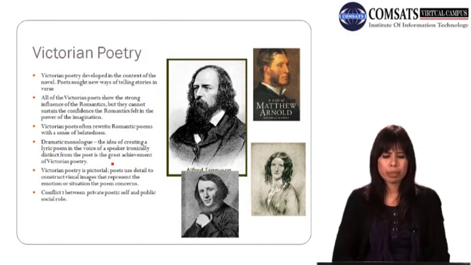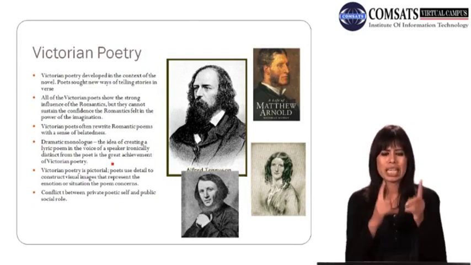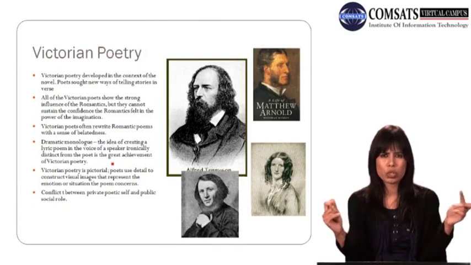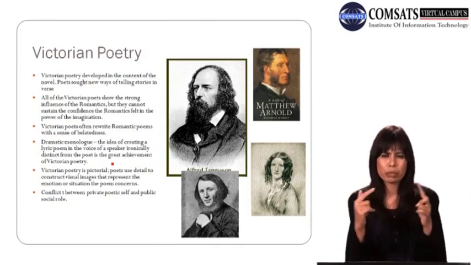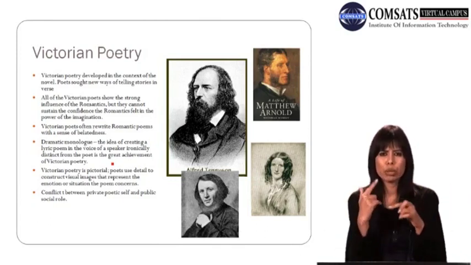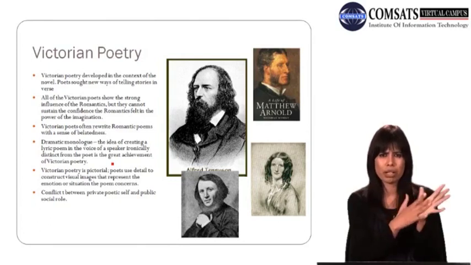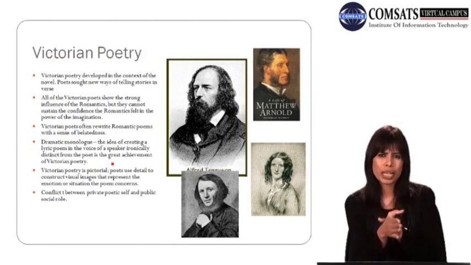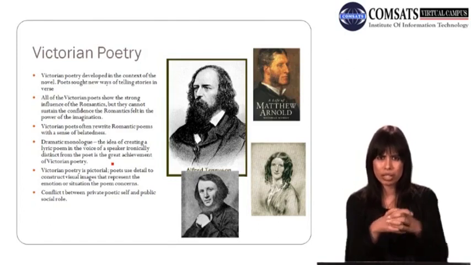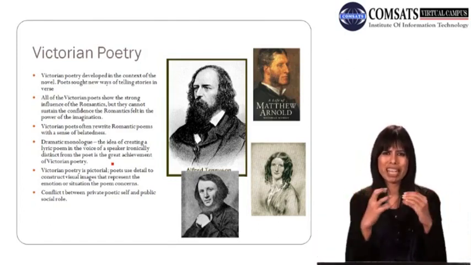Conflict between the private poetic self and the public social role. So my dear students, here you will see in their poetry, in Victorian poetry, a conflict between the private life of a poet and the public social role as well. Poets are considered to be very sensitive, but this Victorian age is an era of advancement, an era of technology. So basically, this is a conflict.